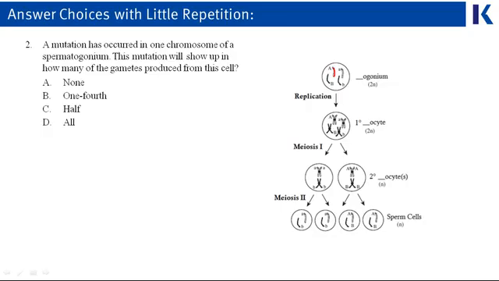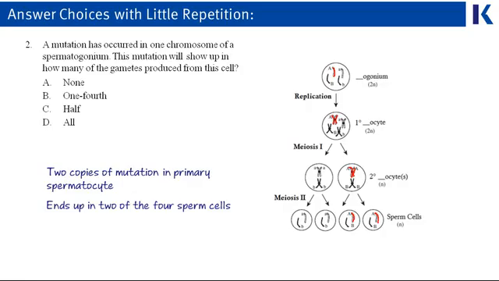Well, if we had a mutated chromosome in our spermatogonium, it would be replicated and would be found in 2 sister chromatids of a primary spermatocyte. In meiosis 1, we get segregation of homologous chromosomes, meaning we will separate the uppercase letters from the lowercase letters. So both of our mutated chromatids will end up in the same secondary spermatocyte. In meiosis 2, we separate the chromatids from each other. So this mutation is going to show up in 2 of our 4 sperm cells, or half.